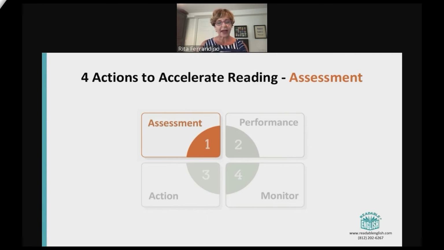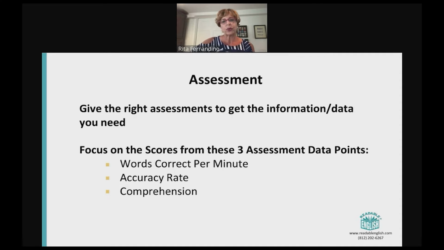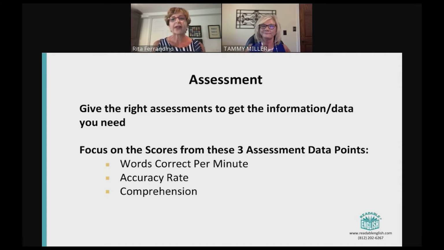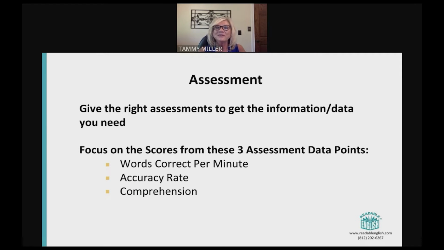And I want to get back to our 4 action steps. So the first action step is assessment. And to handle the academic portion of this continuing education program, we're going to have Tammy Miller talk to us about assessment. Here you go, Tammy. Thank you so much, Rita.